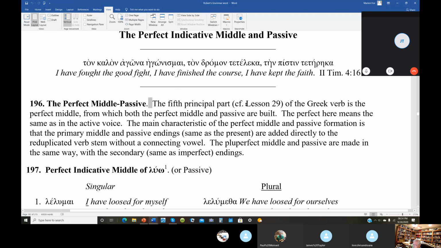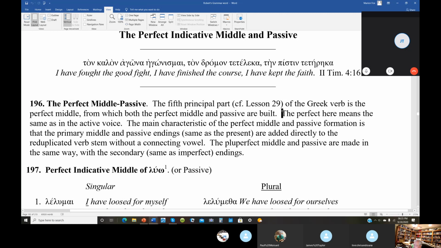We'll get into the various principal parts, and talk about them a little bit later. The fifth principal part from lesson 29 of the Greek verb is the perfect middle, from which the perfect middle and passive are built. Now, what I've been able to determine from my studies on this, the middle voice was first, and the passive voice came later, according to the experts. So if that's true, then it was middle, and then they built the passive off the middle form. Okay. The perfect means the same as the active voice.